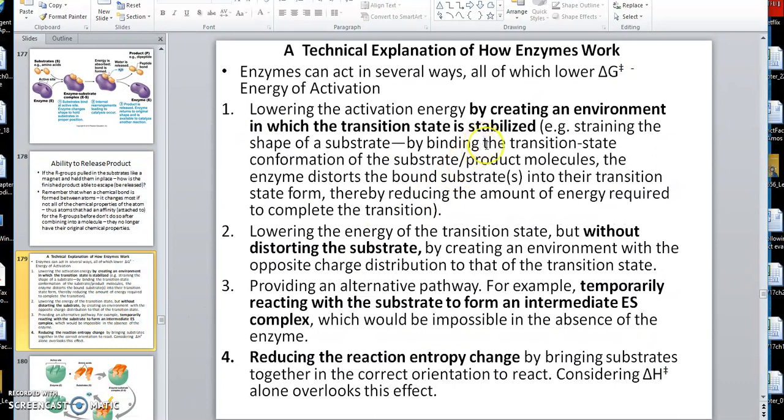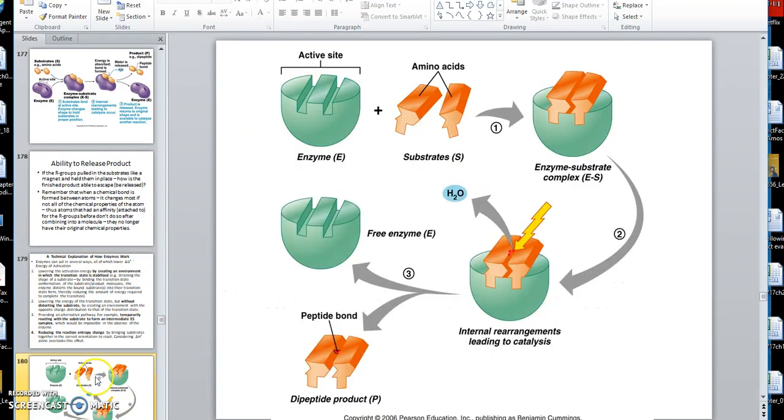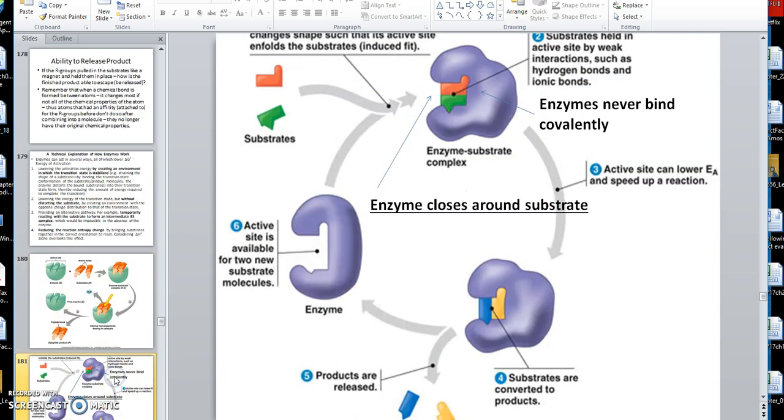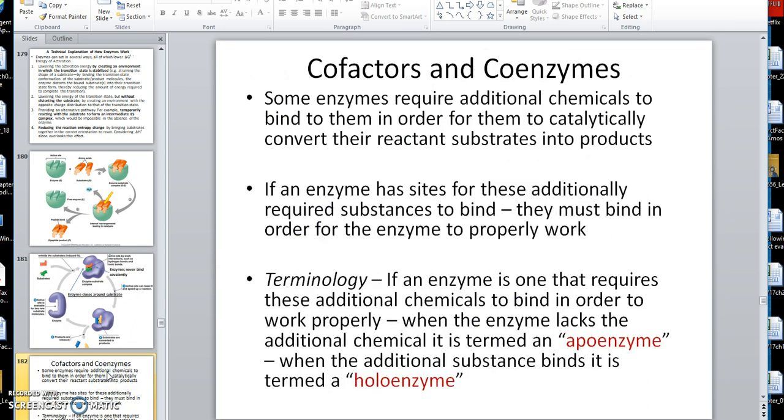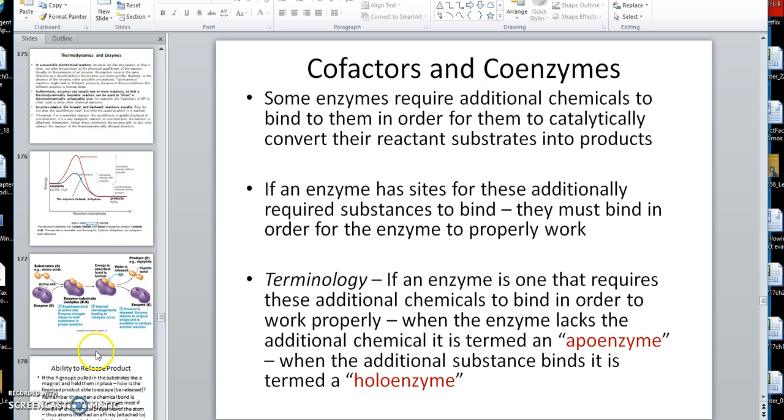So here's kind of, you can read through this here yourselves. It's what I explained already. All right. Active site, come in, form, and jump out. Again, demo. Things you can look at. All right. Now I go to cofactors and coenzymes. Okay. I go back, slide 182.